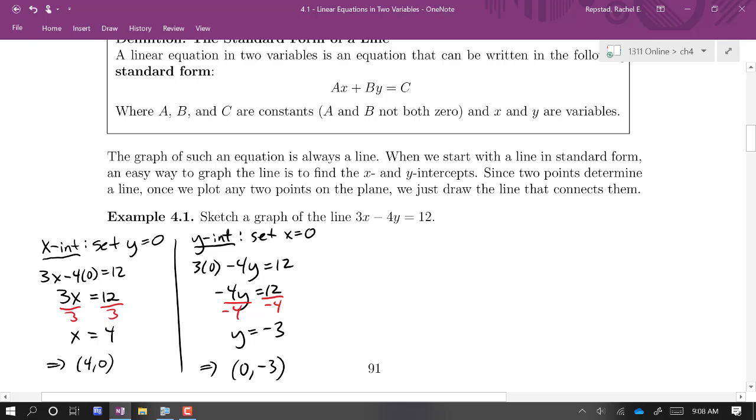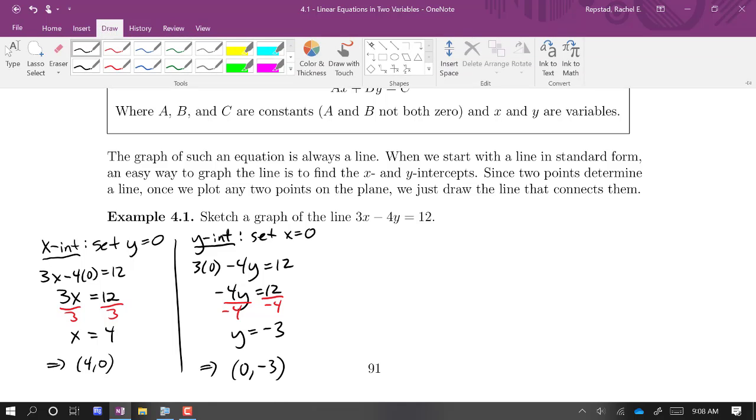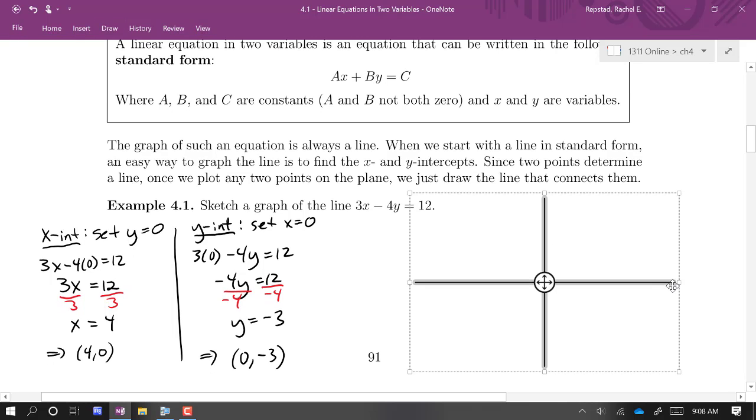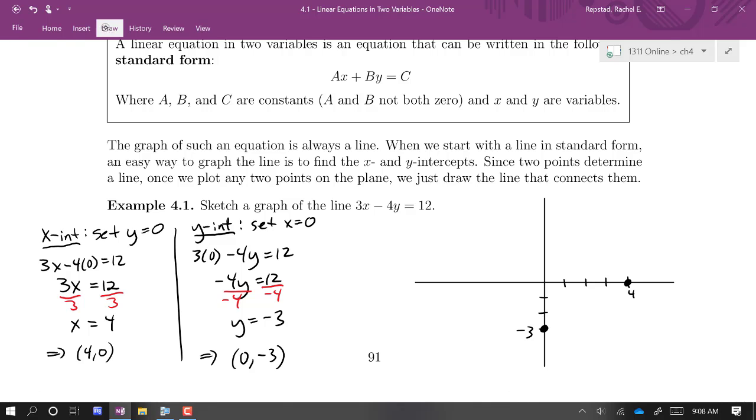So our y-intercept is the point (0, -3). X is 0, y is negative 3. Now we have 2 points, and I'm going to plot those 2 points. Our x-intercept was (4, 0), and our y-intercept is (0, -3). And since 2 points determine a line, I'm going to draw the line that goes through those 2 points.